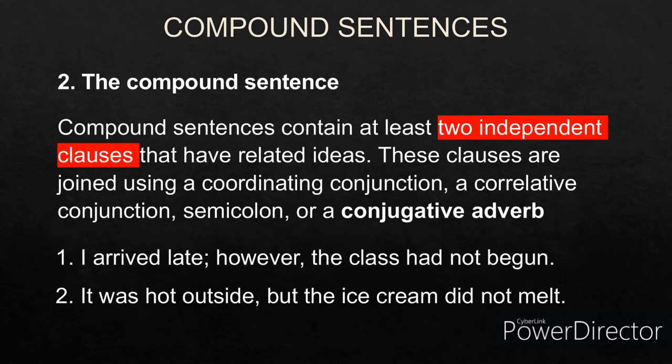I arrived late. However, the class had not begun. There are two independent clauses. I arrived late and the class had not begun. It is joined by a conjunction. Another example: it was hot outside, but the ice cream did not melt. Again, there are two independent clauses. The first one is it was hot outside, and the second one is the ice cream did not melt. So the two clauses are joined by the coordinating conjunction but. So this is the theory of compound sentences.